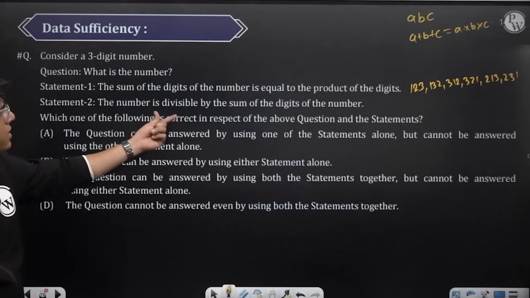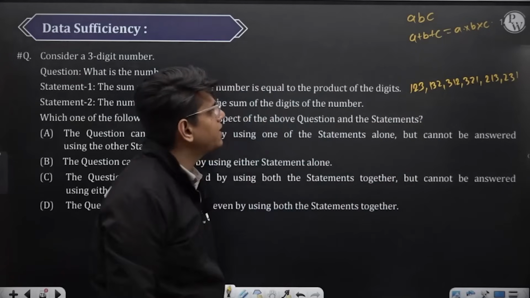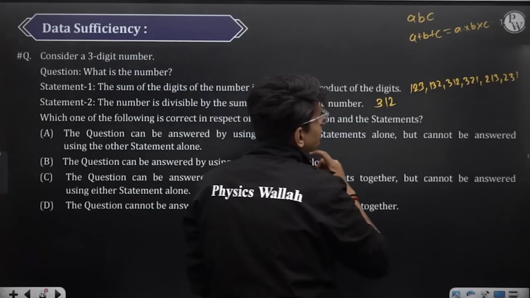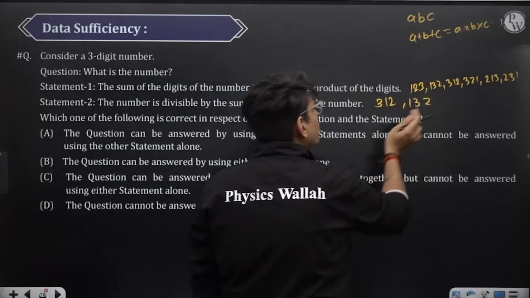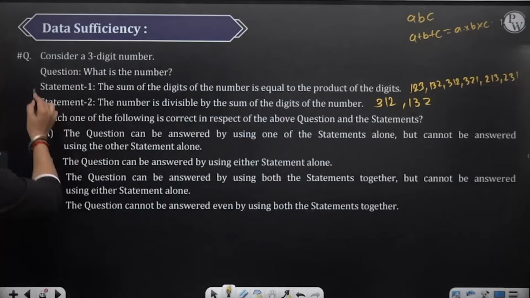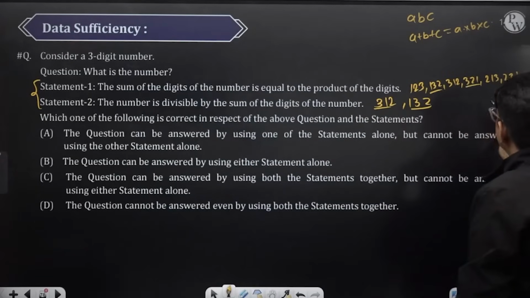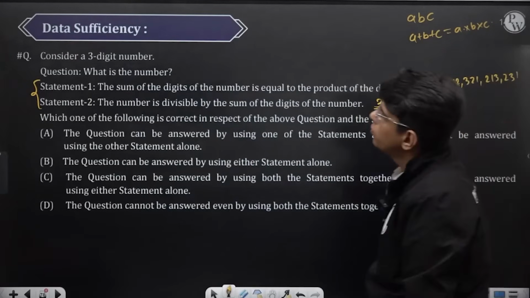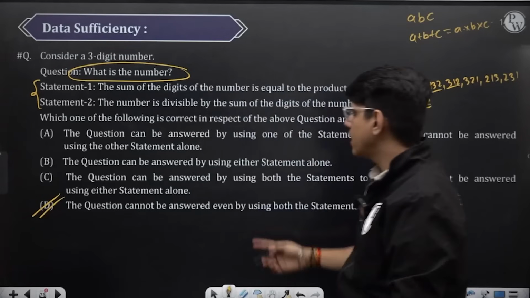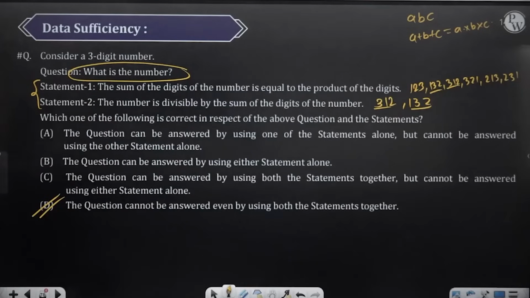The number is divisible by the sum of the digits. From these numbers, the sum is 6. The numbers divisible by 6 are 312. Okay? Another possibility of such a number is 132. So we can't get a unique answer from statement 2. We can't get a unique answer from statement 1. And even if we combine these two statements, I still have two numbers. So what is the number? Can I answer this question? Even by combining both the statements, the question cannot be answered. Okay? This is the solution for this question.